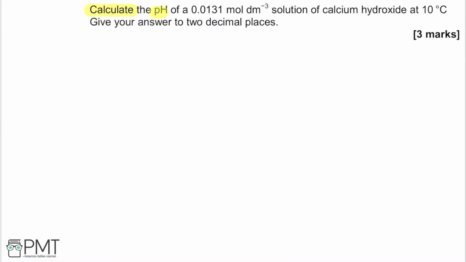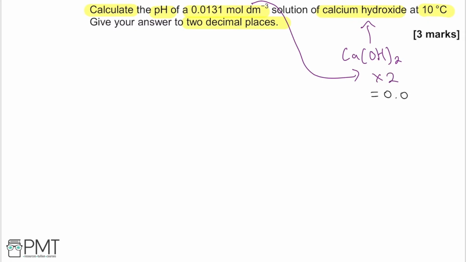In this question, we are asked to calculate the pH of a 0.0131 molar solution of calcium hydroxide at 10 degrees Celsius for 3 marks, and to give our answer to 2 decimal places. Now, calcium hydroxide is dibasic, which means that the OH- concentration is twice the concentration of the alkali.